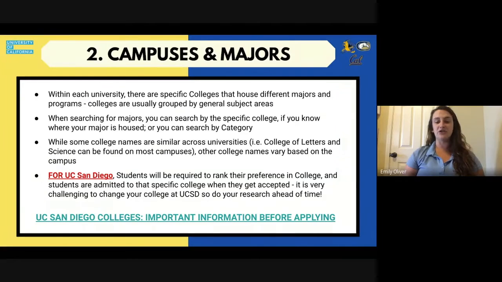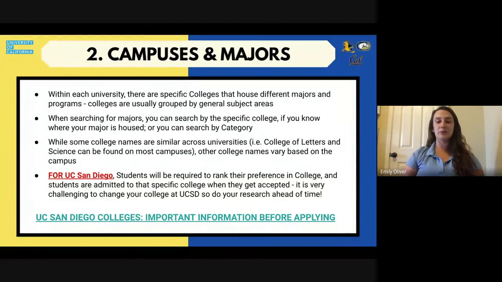And when searching for majors, you can search by specific college while you're applying if you know where your major is housed. So that's where that document that I just showed you really comes in handy, because then you can see, okay, my major is housed in the College of Letters and Science, so I need to look into that to find my major. You can also, when you're picking out your majors for specific campuses, search by category too. So whatever is easier for you guys in order to find your major. And like I said, some college names are similar across universities. A lot of universities have the College of Letters and Science, and other names vary based on the campus.